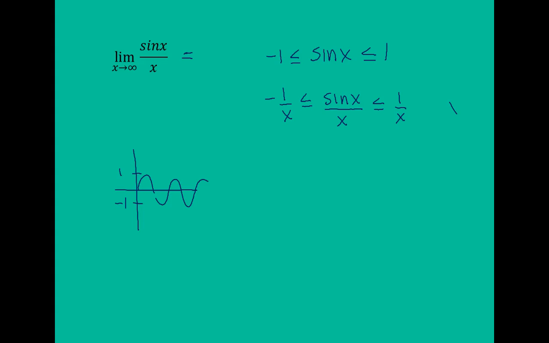Well, x is going off to positive infinity. We're concerned when x is getting larger and larger and larger in the positive numbers. So we can be assured that x is going to be a positive value. We don't have to switch our inequalities. Now we're going to take the limit of each one of these intervals as x goes to infinity.